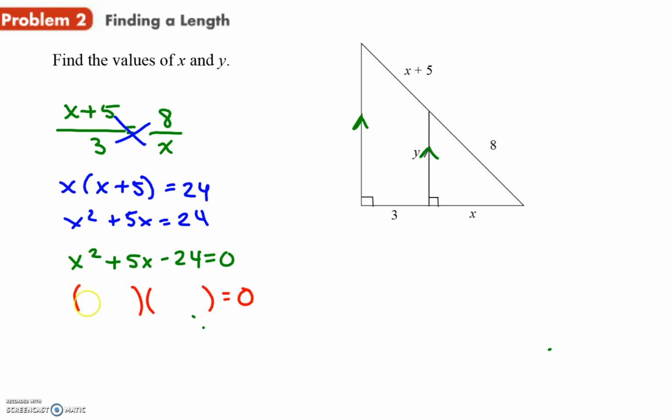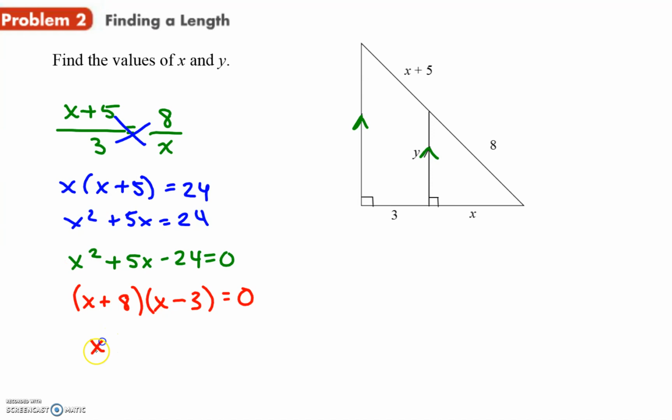I know that my first term is going to be an x and an x to get the x squared. I have a negative here, so there's a positive and a negative. And I need to get two numbers that will multiply to negative 24 that add up to 5. So I know that's going to be a positive 8 and a negative 3.